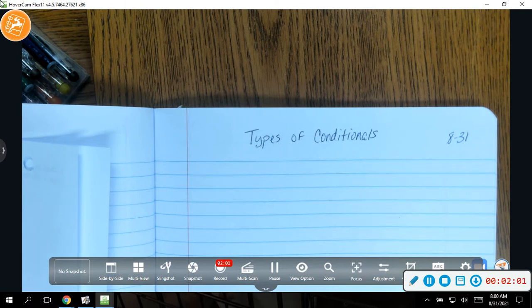Right, so the very first type is just the regular conditional that we were already using and have been since yesterday. That's the if and then.